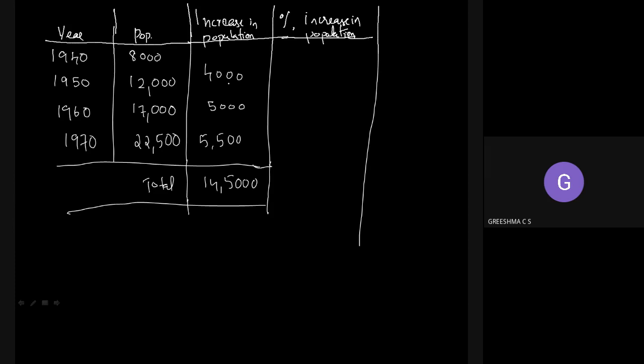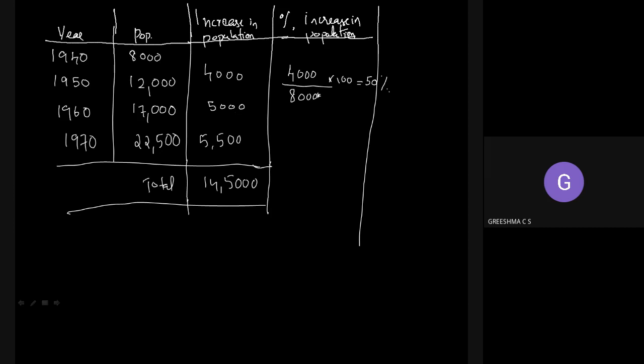So if you take the years 1940 to 1950, the increase in the population is 4,000. So 4,000 divided by 8,000 into 100. The increase in the population is 4,000 with respect to 8,000. So how much is it? We'll get around 50%.